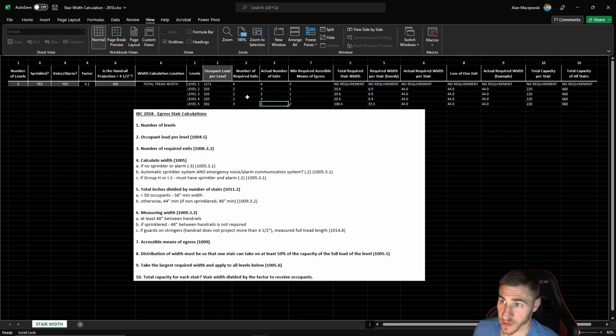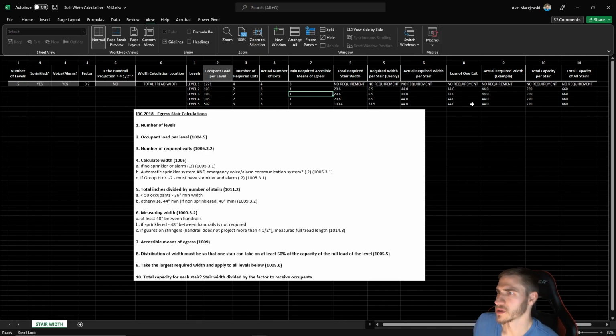And the cool thing here is that while the number of exits doesn't update here per level, they do update in the actual number of exits that I will see. This means, oh, suddenly I need 3 exits on level 5. Well, I'm going to have that stair continue, all 3 of them, all the way to the ground. So I need 3 on every level. That's really important. And of course, the minimum required accessible egress, that's all translated the same.